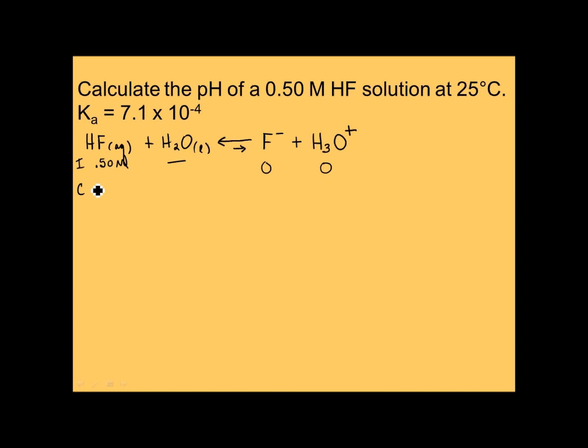Therefore, HF will lose a certain quantity. The fluoride will gain a certain amount, and the hydronium ion will gain a certain amount. At equilibrium, then, 0.50 minus X is the concentration of HF, and X is the concentration of the fluoride and the hydronium ion. My expression for the Ka is going to be the products over reactants, no water.